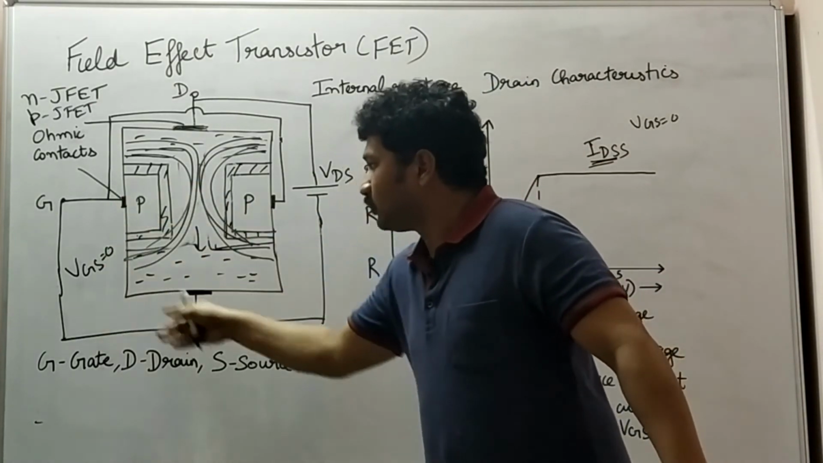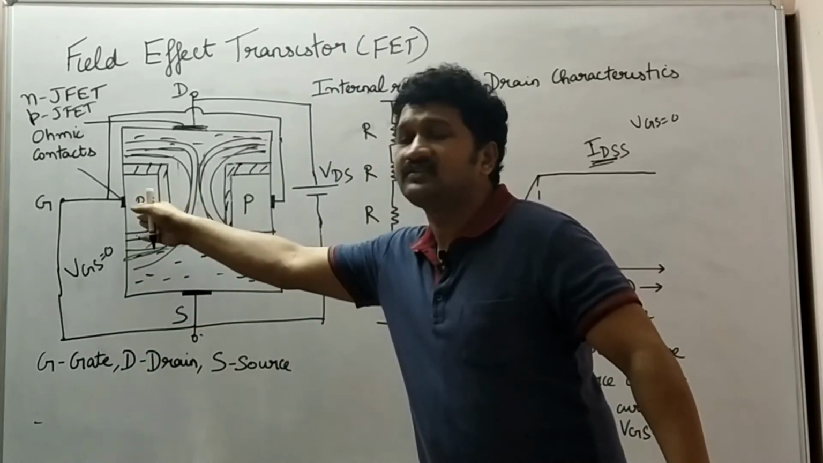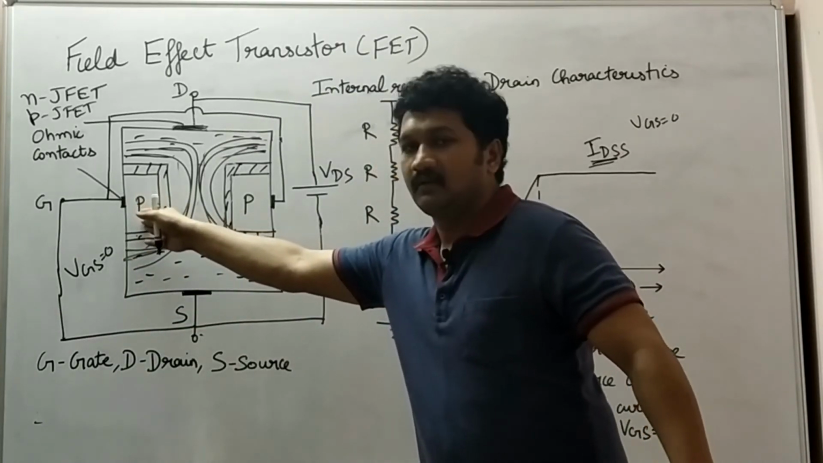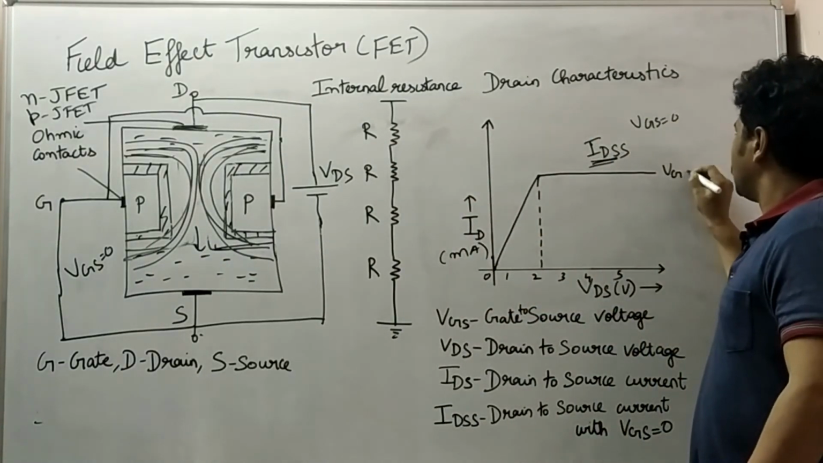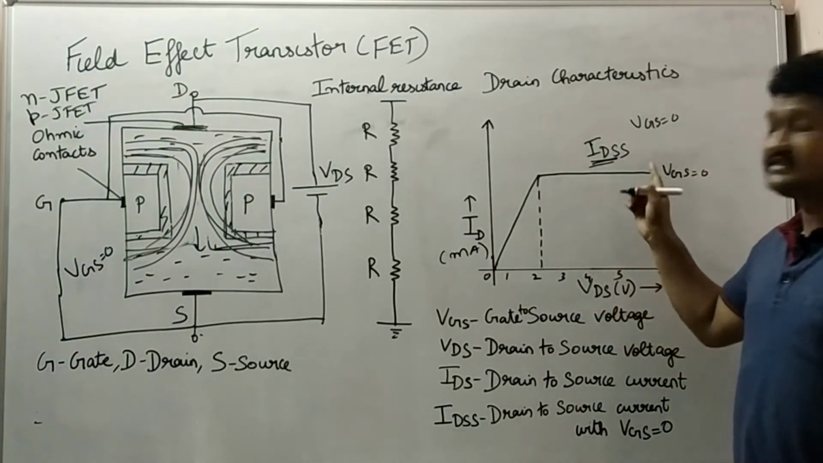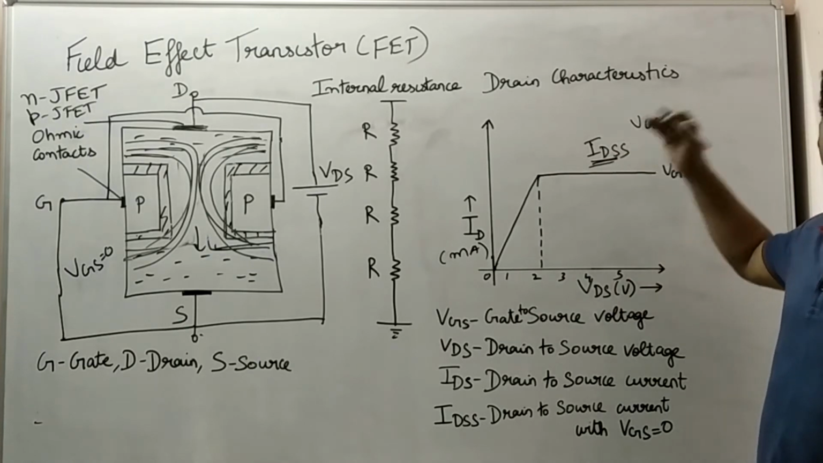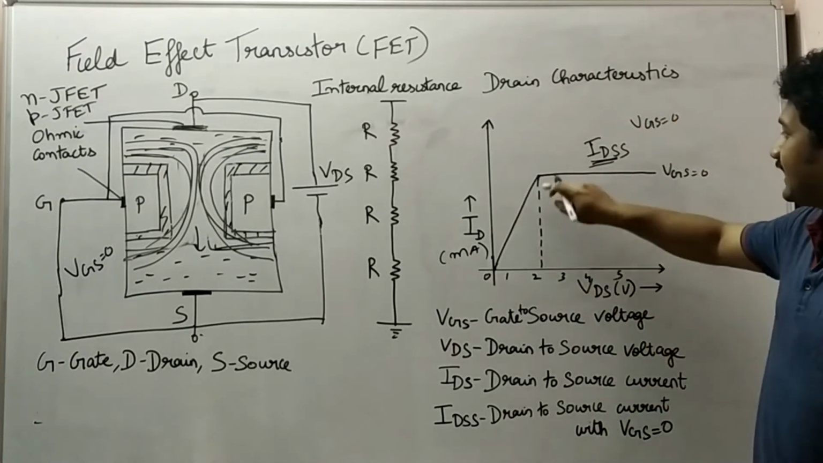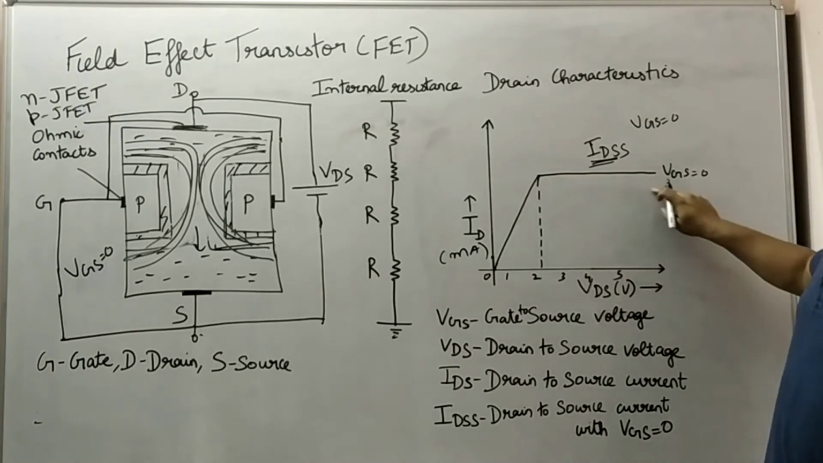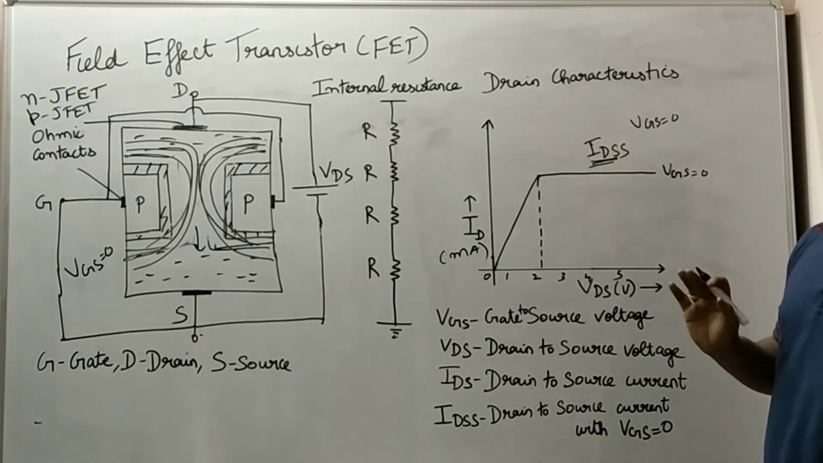Now the gate to source voltage is 0. There is no influence of gate to source voltage. At this point, VGS equal to 0, and this is the maximum drain current we could achieve. In any N-channel JFET, this is the maximum drain current we could achieve when gate source is 0.